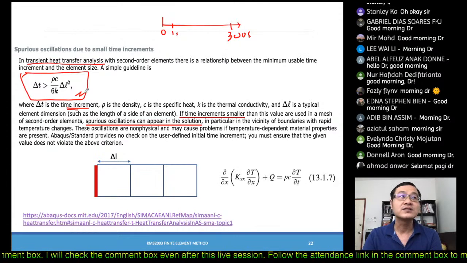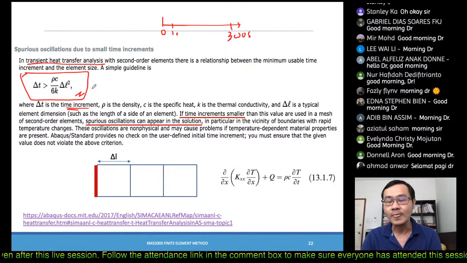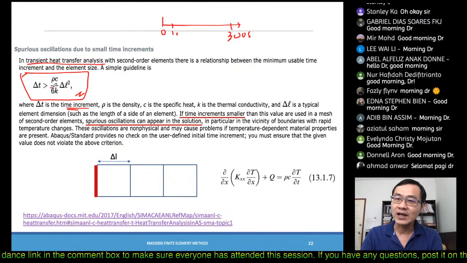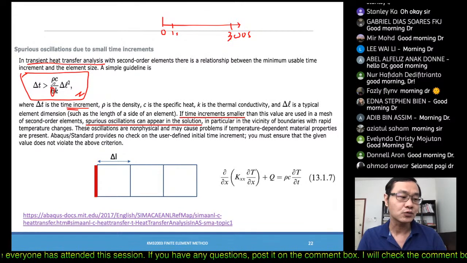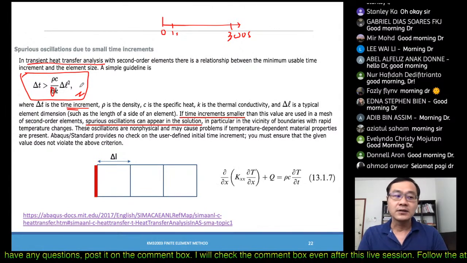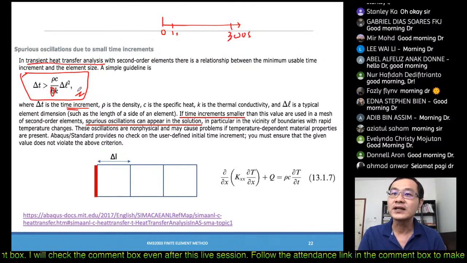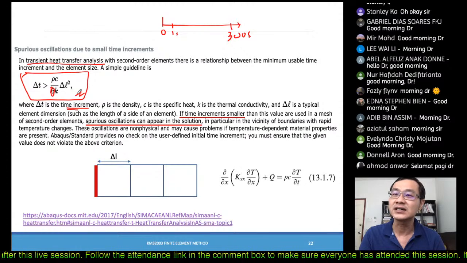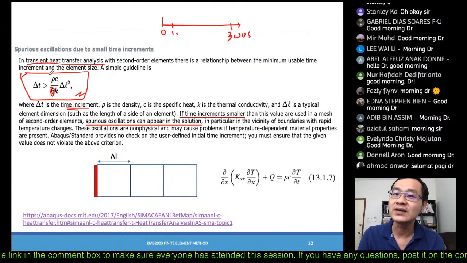But I have seen other papers where they use other software and they put a different value. Abaqus recommends 6. I think 6 is a good value. Then in other software they would put maybe 12. It depends on how critical it is. But 6 is a good value already.